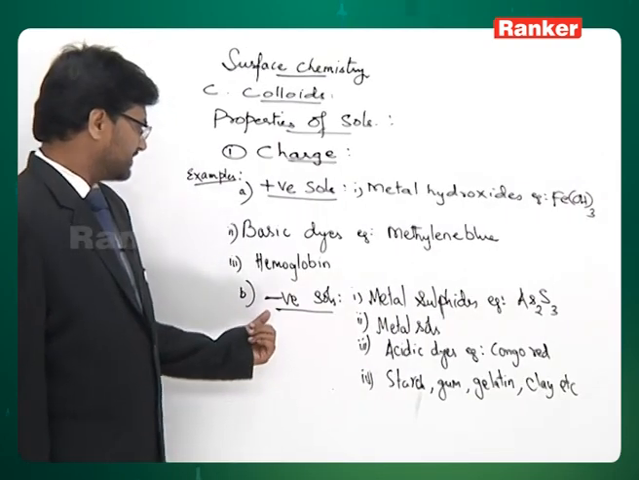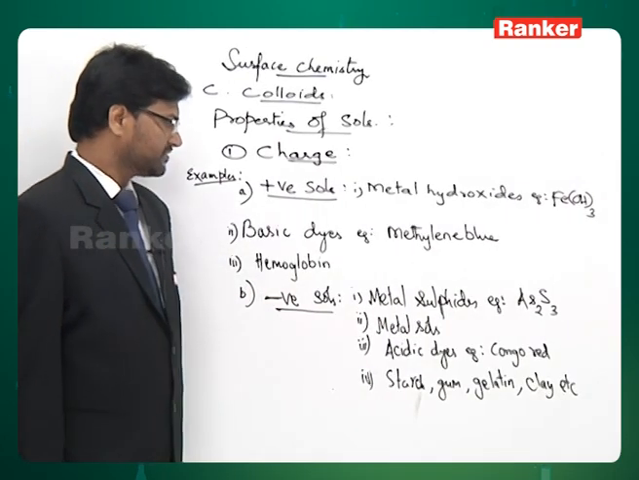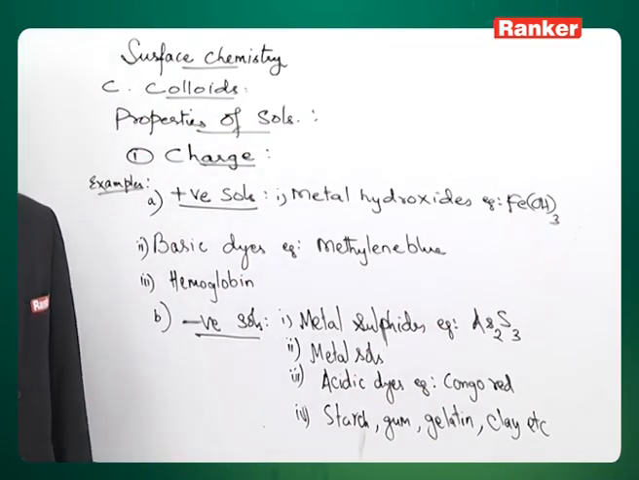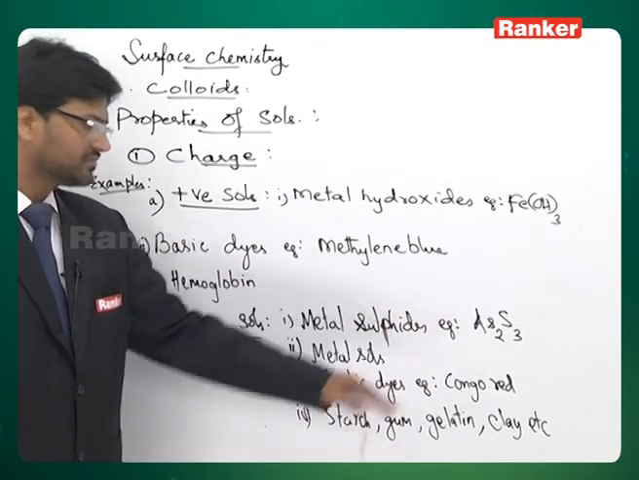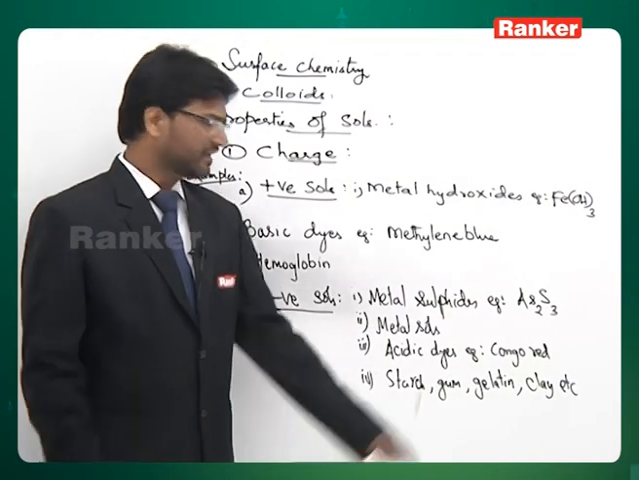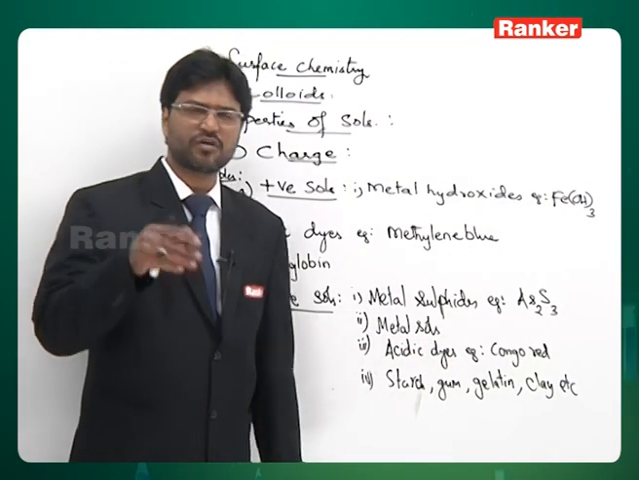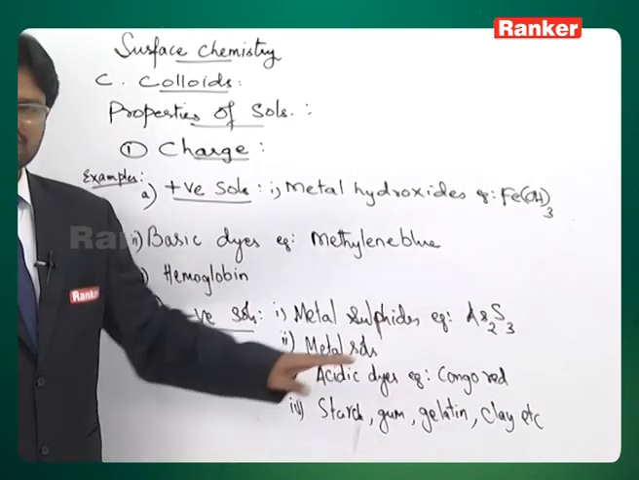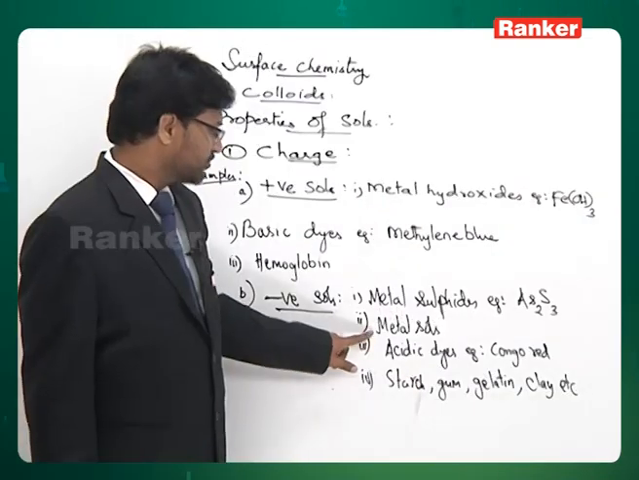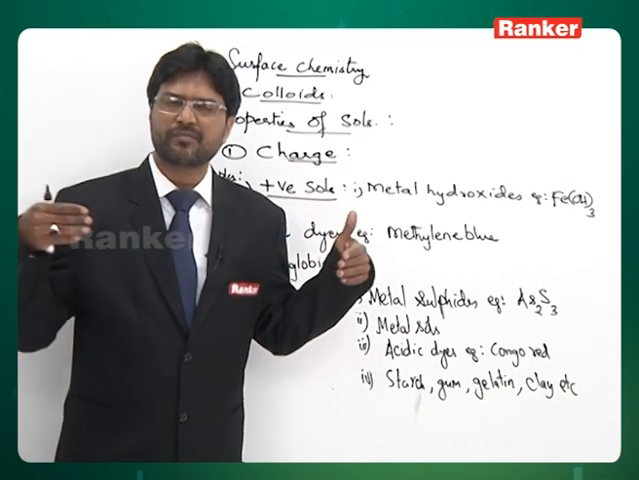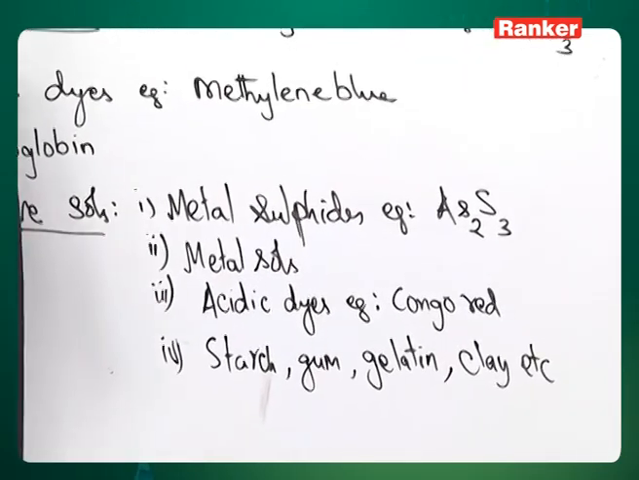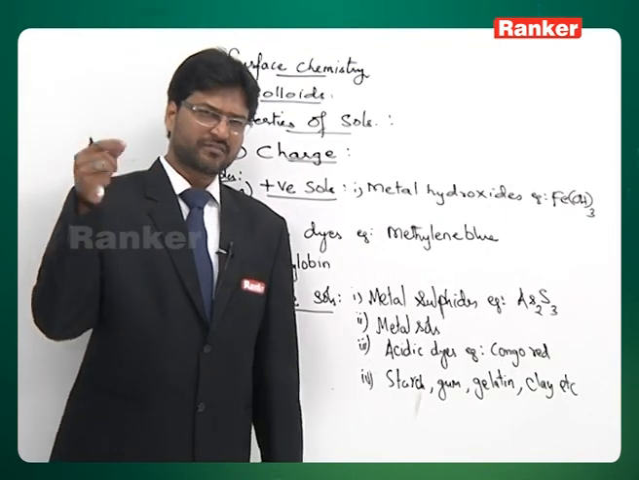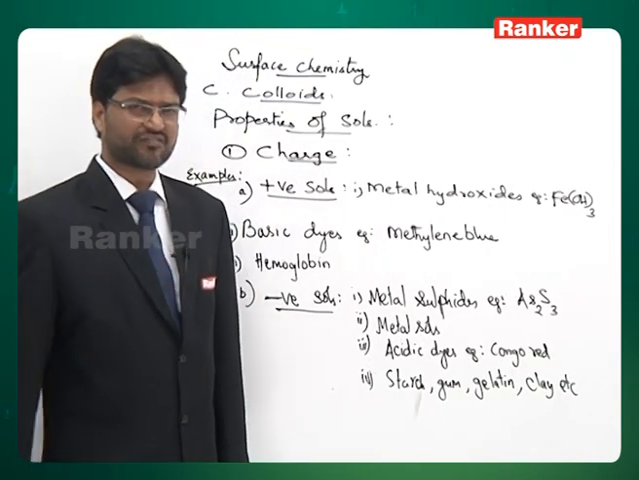Now look at the examples of negatively charged sols. Metal sulfides. Metal sulfides are negatively charged sols. Again, by default they are negatively charged because their formation involves alkaline condition, so they are more likely to form negatively charged sol. And then metal sols. Metal sols are generally prepared by the arc method. In the arc method electrons are involved, an arc is produced and some electrons get adsorbed on the surface of metal particles.